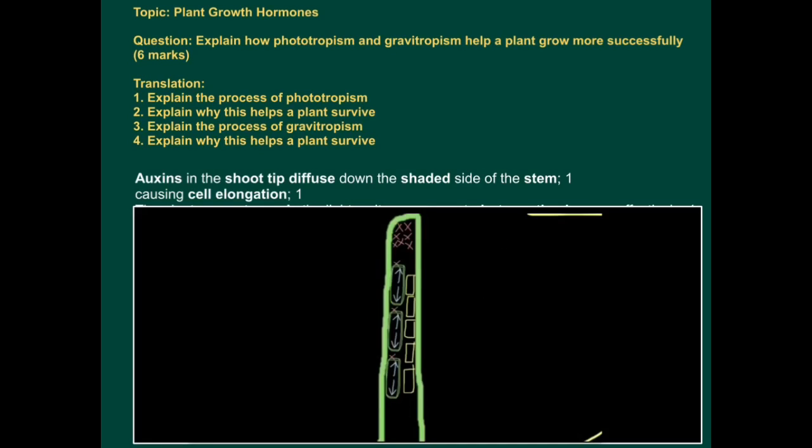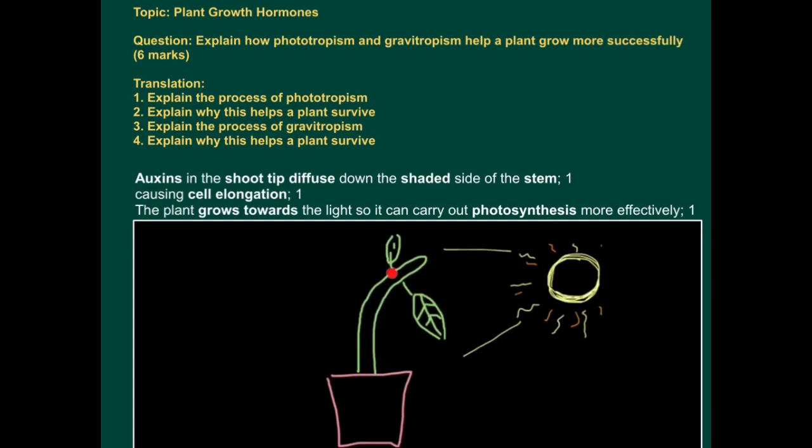And the effect they have is they cause cell elongation, in other words, cell stretching. Because one side of the plant is growing faster than the other side, the plant grows towards the light so it can carry out photosynthesis more effectively. That's how it helps the plant survive. So we've explained the process and explained the benefit. It can carry out photosynthesis more effectively because now the leaves face the light head on and therefore can capture more light for photosynthesis to make sugars for growth.